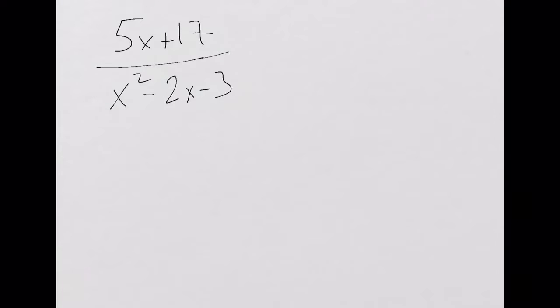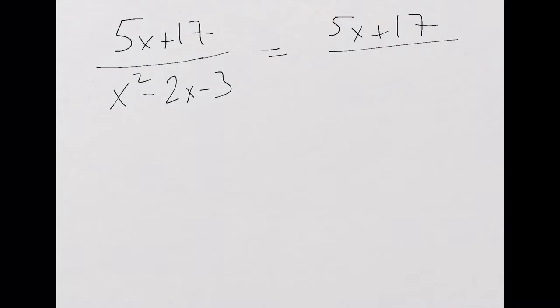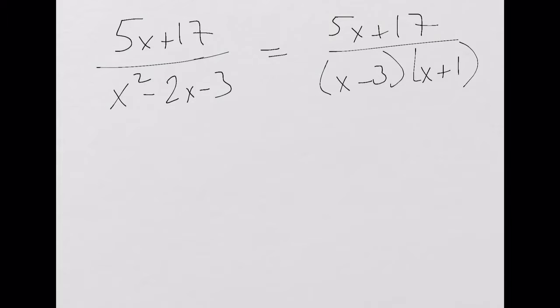Alright, so here is our rational function. And again, our end goal on these is to put them in a form so we can integrate them. So the first thing we need to recognize is that we can factor the bottom. And so we get something like this.